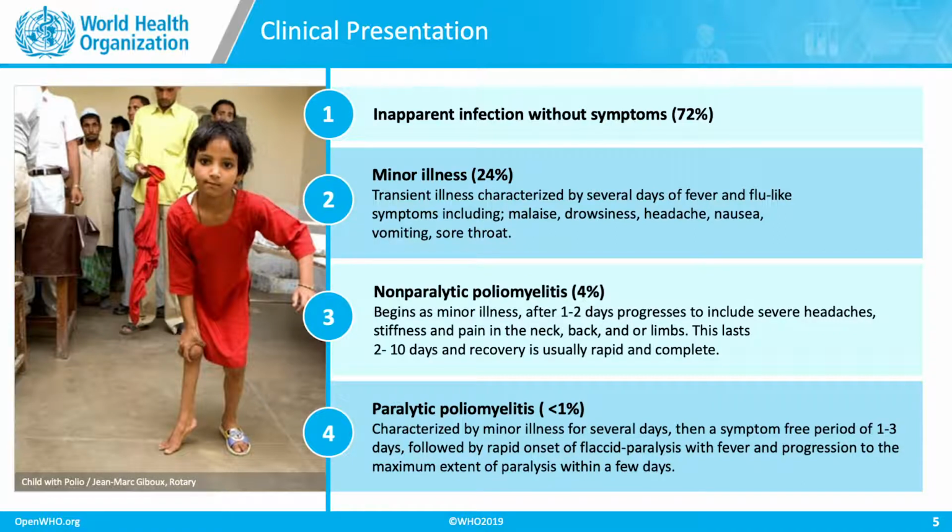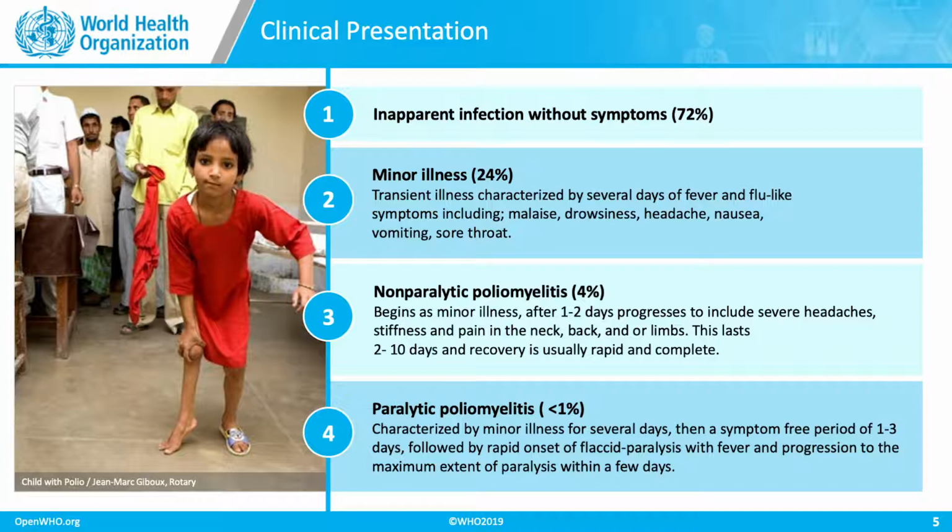Some facts about paralytic polio. It is usually asymmetric. This means that it may affect one side of the body more than the other. Paralysis is associated with diminished or complete loss of reflexes, but sensation will remain intact. And the extent of the paralysis depends on the area of the spinal cord damaged by the polioviruses and the number of nerve cells affected.